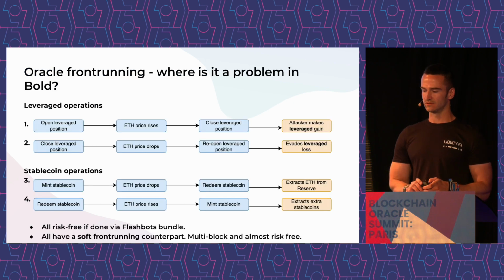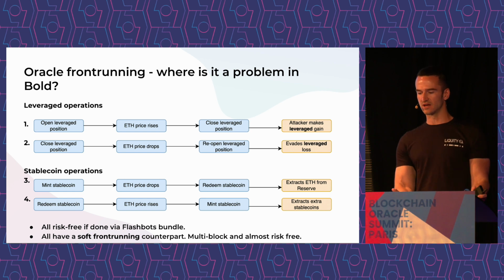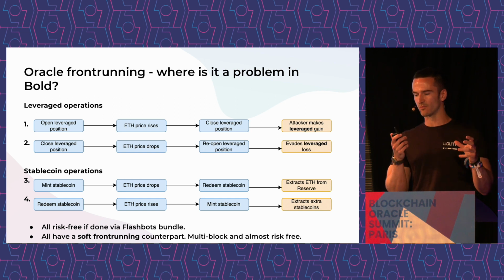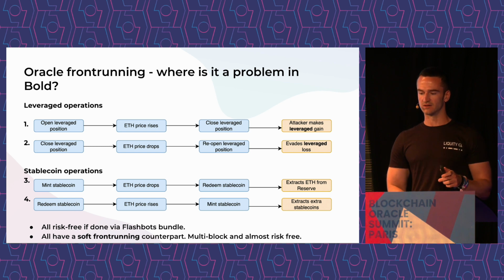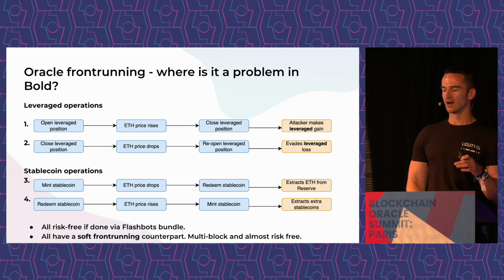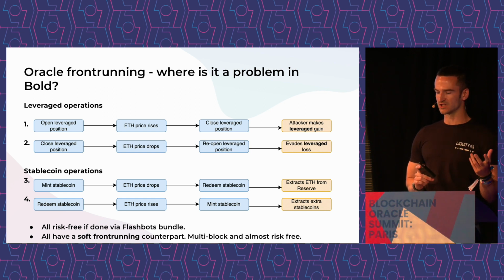So just to go into front-running now, where is it a problem in our new system, which is working title Bold. We have these leverage operations, and that's where front-running is worst in our system. For example, consider ETH price updates that get sandwiched by operations. A user could open a position as a front run to an ETH price rise, close the leverage position, and then extract a leverage gain.